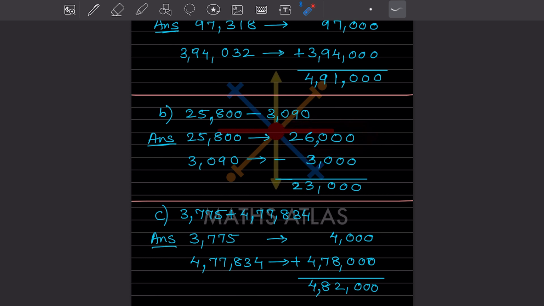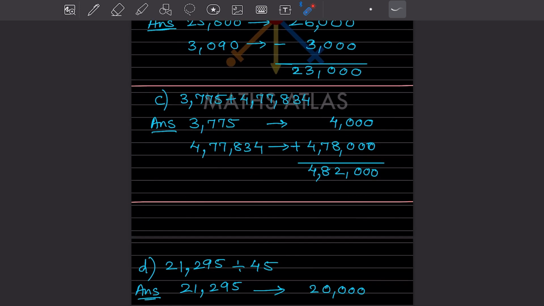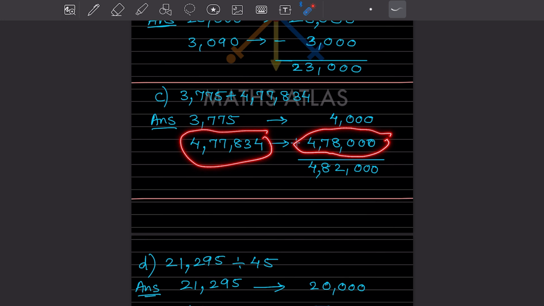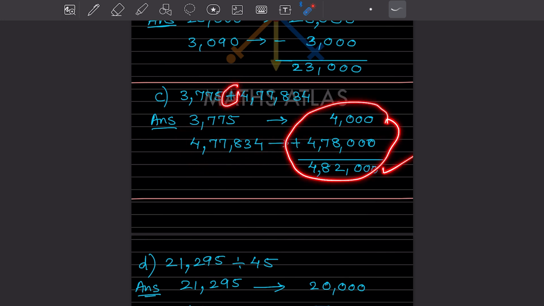You can follow the details given in the first videos, the rounding one. This becomes 3,000. Okay, and here you have to subtract, means after rounding you have to subtract, and this is the final answer. Okay, and then we'll go for the next one. 3,775 becomes 4,000. This becomes like 4,78,000. Okay, and here addition means you are going to add this one, and this is the answer.